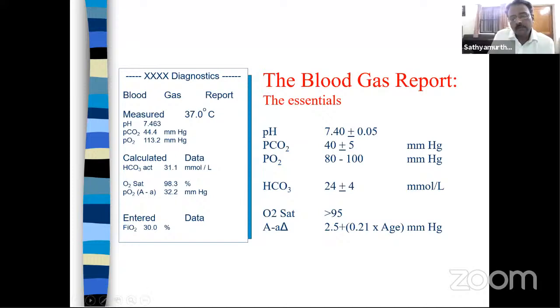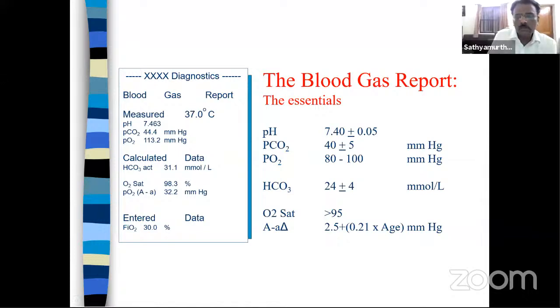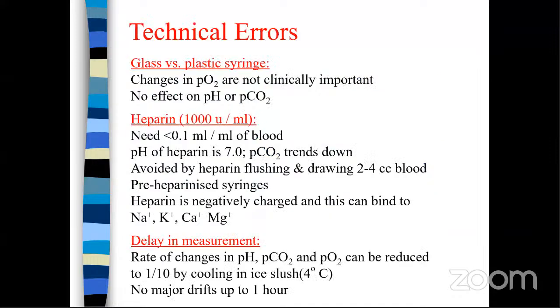And then your AA difference, like I told you, is 10 millimeters of mercury. And if you know the age of the patient, as the patient's age increases, the AA difference will also increase. So the other formula, which is easier, is age divided by 4 plus 4. That is the other formula that you can use for calculating the AA difference. Now let us go one by one.